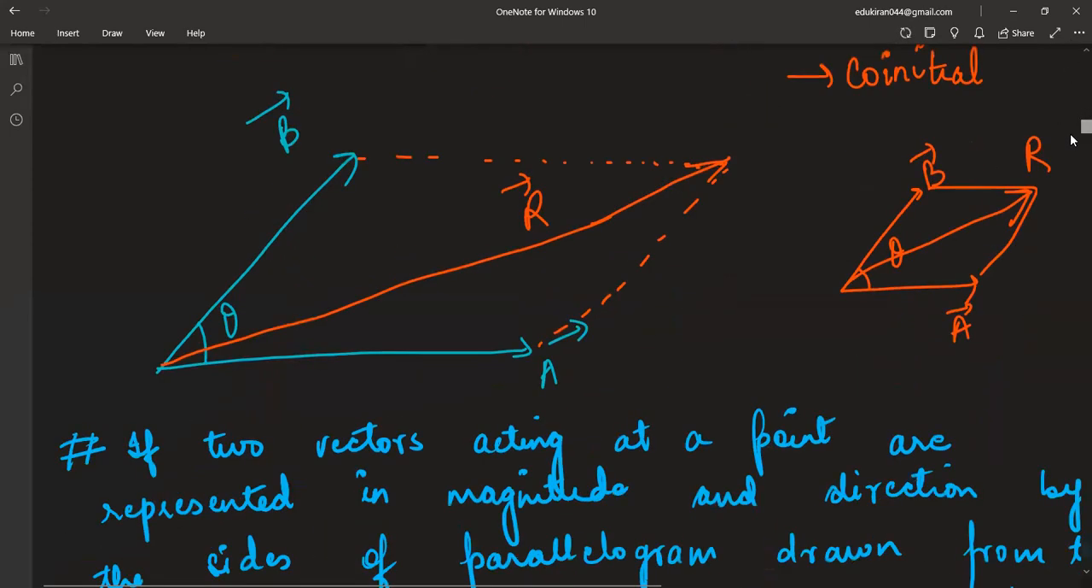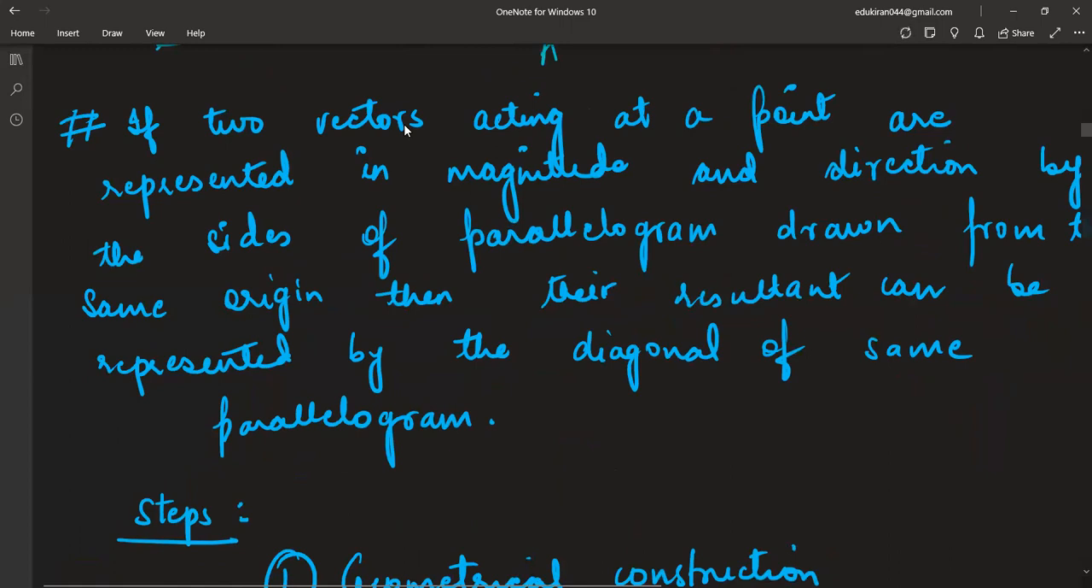Firstly, let me tell you the theory part. If two vectors acting at a point are represented in magnitude and direction by the sides of a parallelogram drawn from the same origin, then their resultant can be represented by the diagonal of the same parallelogram. Clear? Two vectors acting at a point means they are co-initial, they have their own magnitudes and directions, and they represent the sides of a parallelogram. Their resultant is given by the diagonal of that parallelogram.